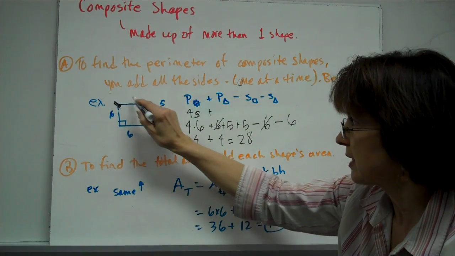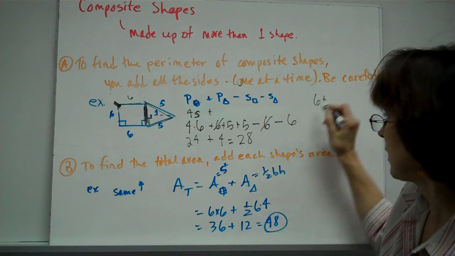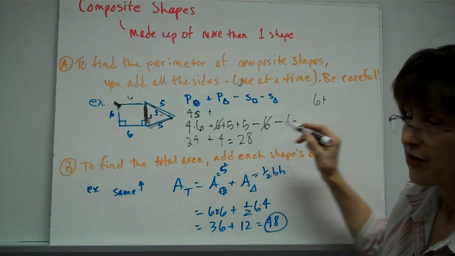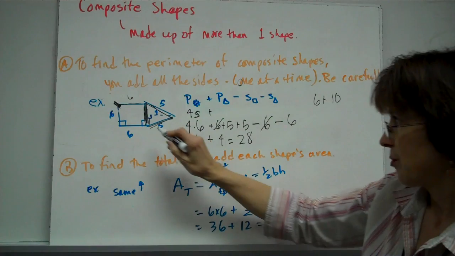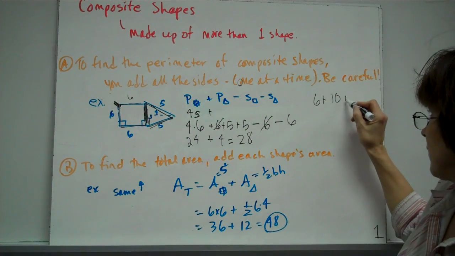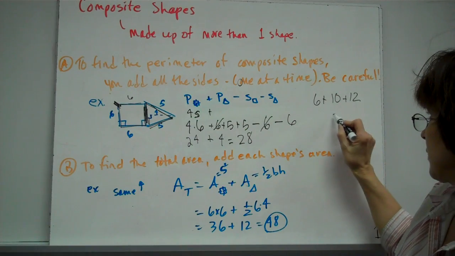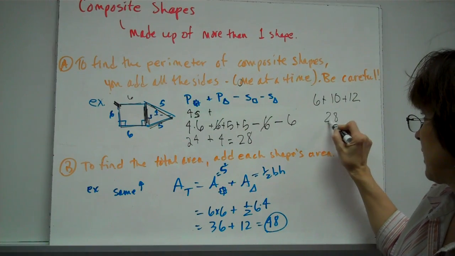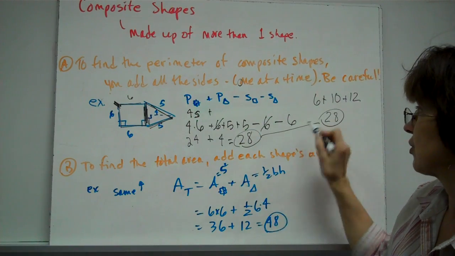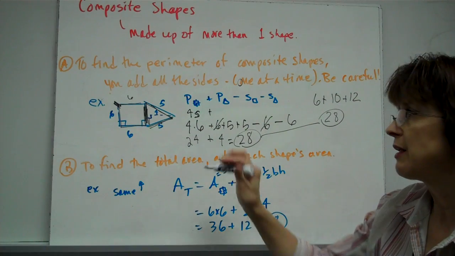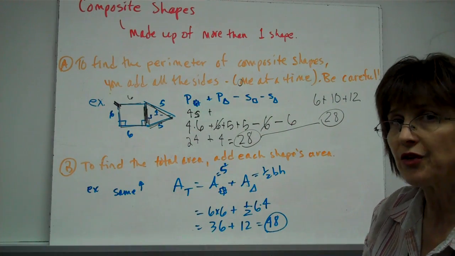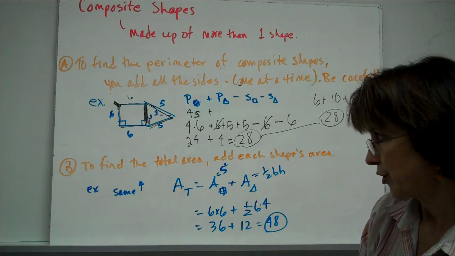Another way is simply to mark where you start and walk around it. So I'd put 6 here, 6 plus 5 plus 5, and I can do that in my head: 10, plus 6 plus 6, well that's 12. Let's see if I get the same 28. 6 plus 2 is 8, and 10 plus 10 is 20, so I still get 28, as I should, because they should both be the same. You might want to even do it 2 different ways to check yourself. Make sure you're getting the perimeter right.